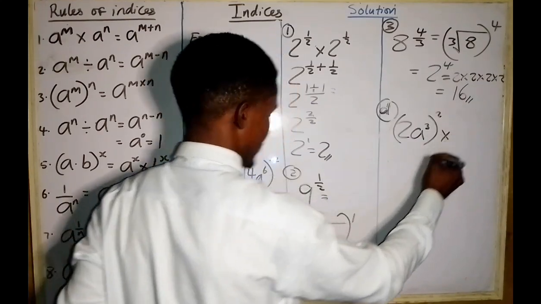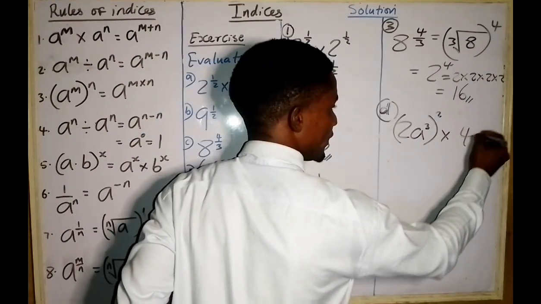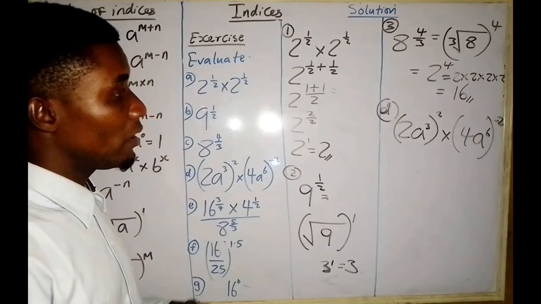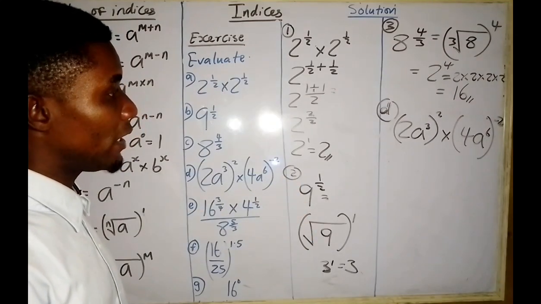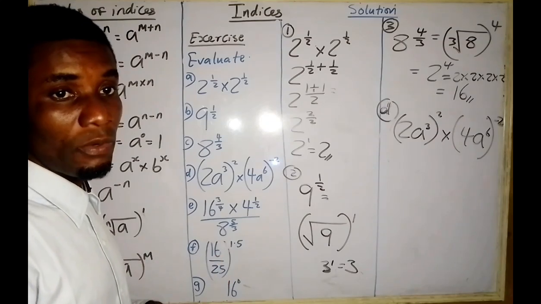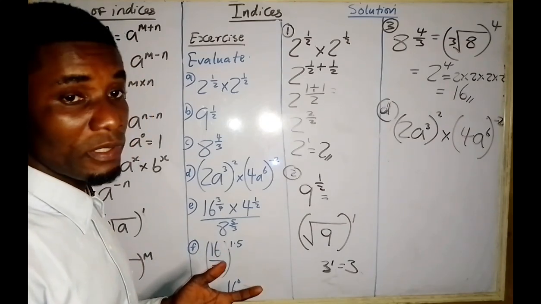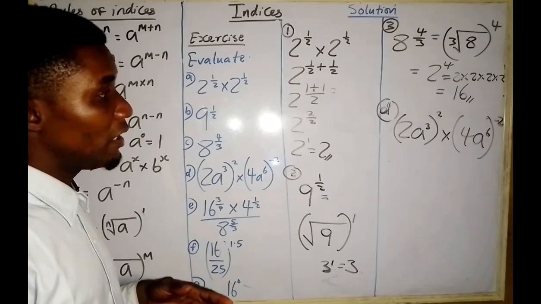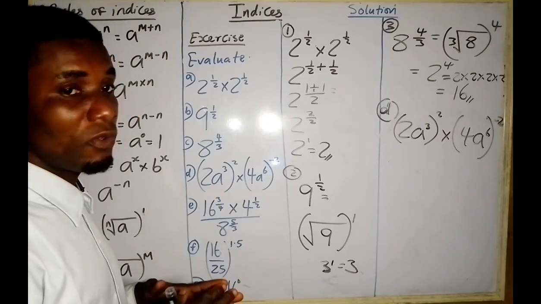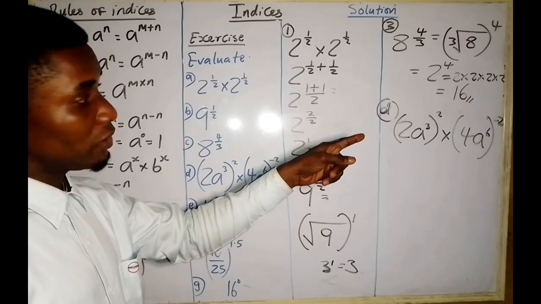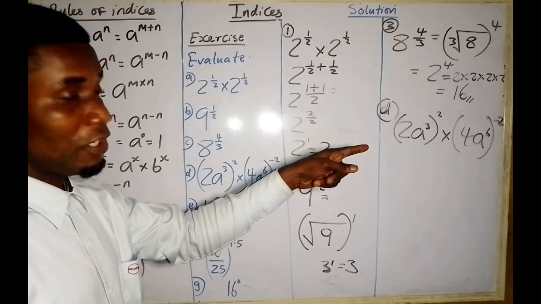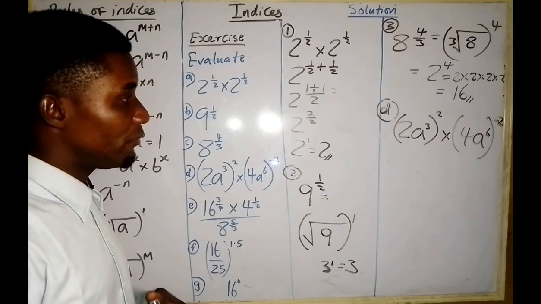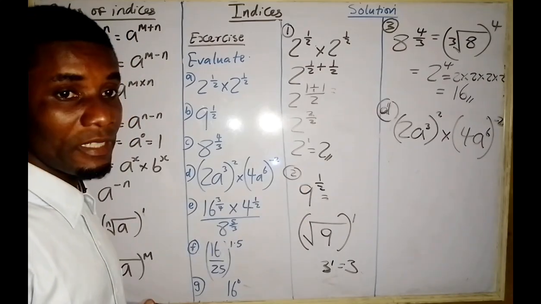Now, the fourth question says, evaluate (2a raised to the power of 3), close the bracket, raised to the power of 2, times (4a raised to the power of 6), close the bracket, raised to the power of minus 2. To solve this question, we're going to apply our product power law. And what does the law say? The law says that when you have an expression (2a raised to the power of 3), close the bracket, raised to the power of 2, you're going to distribute the index outside the brackets through all the values or variables given in the bracket.